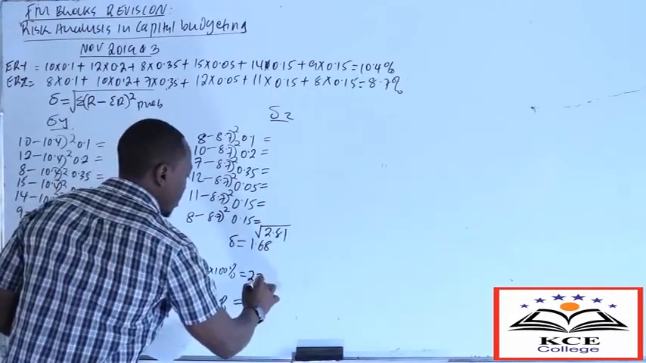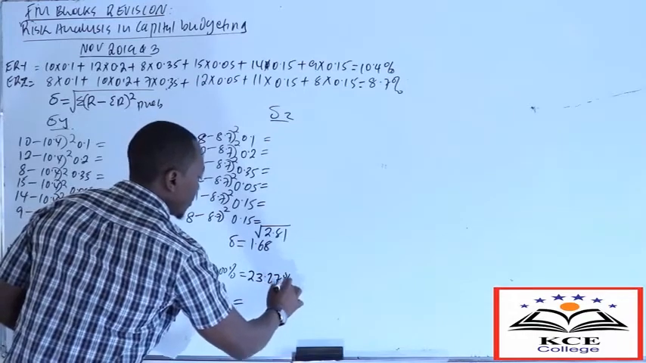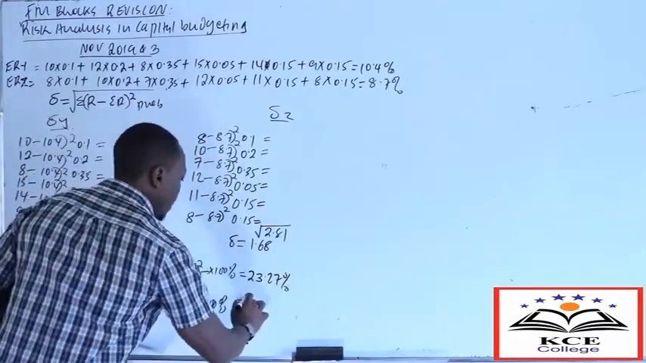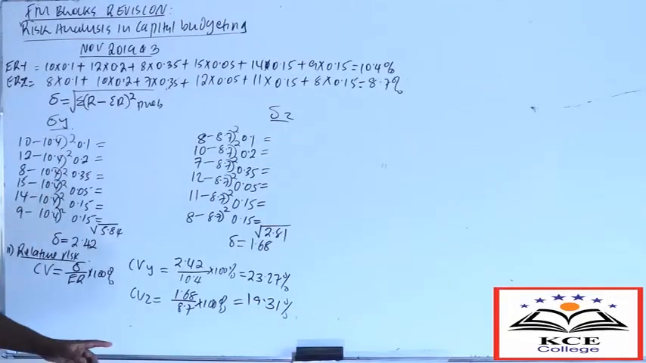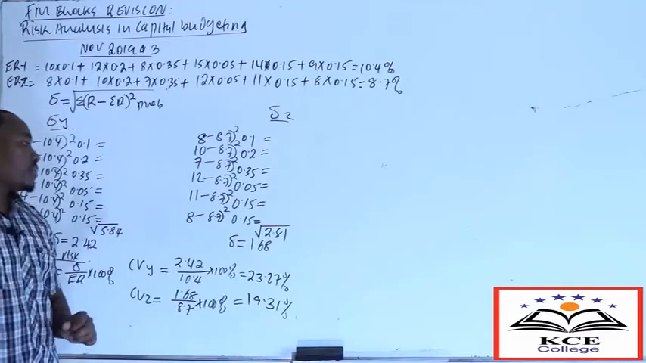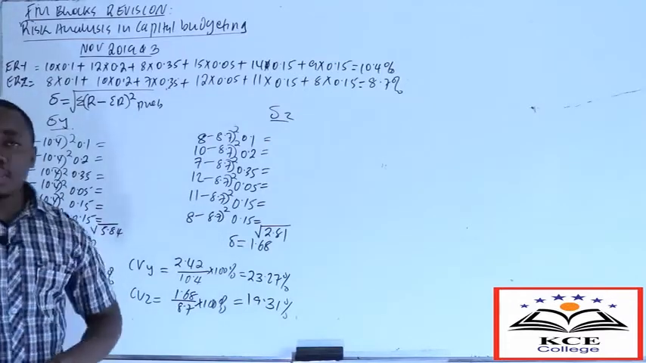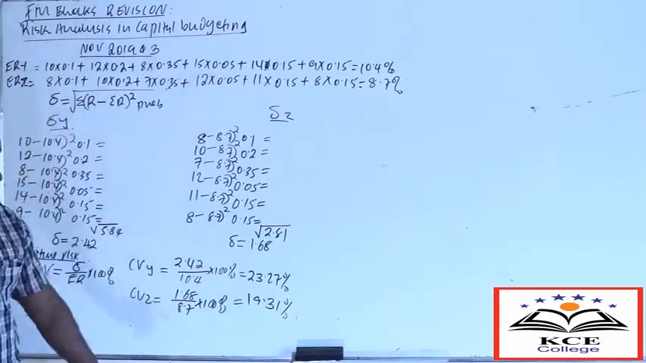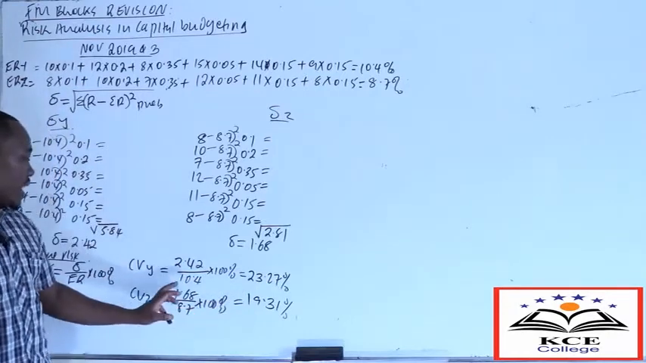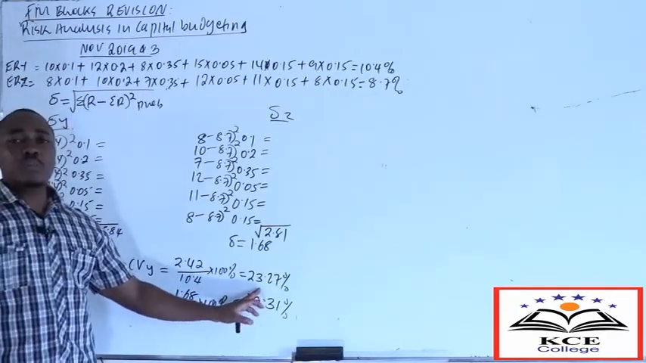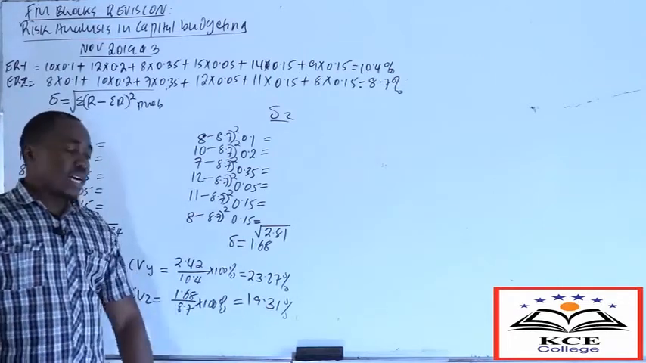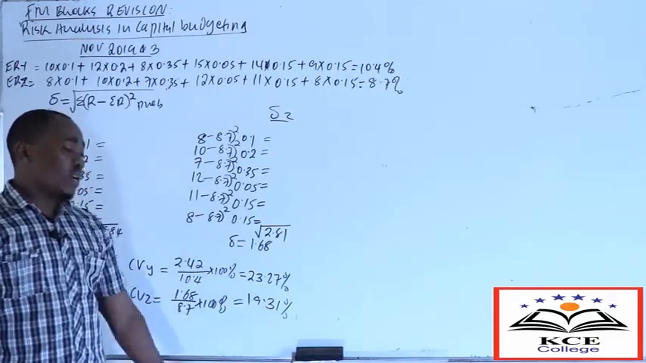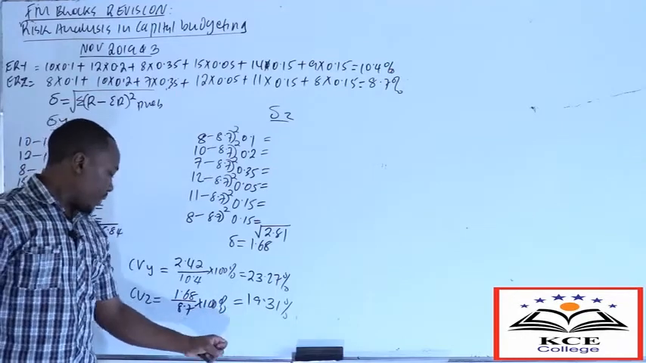So here you have 23.27%, and here we have 19.31%. Standard deviation and CV are measures of risk. The lower the value, the lower the risk, and the better the security. If you compare the two, for Y we are taking a risk of 23.27% to generate 1 unit of return. For Z, we are taking a risk of 19.31%. Which one has a lower risk? The better one is Z.